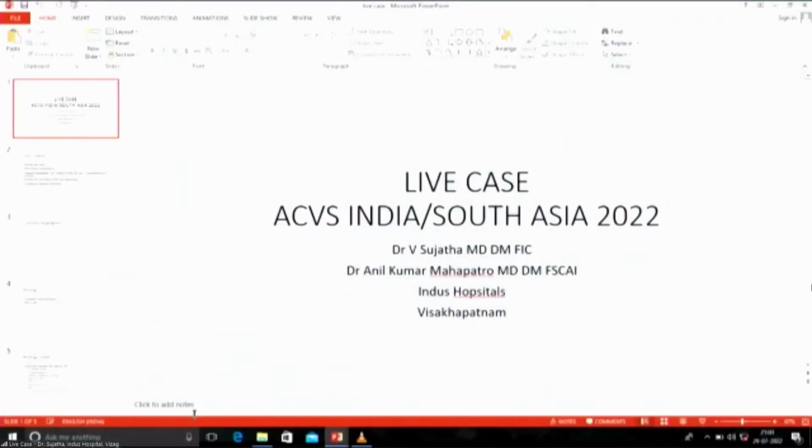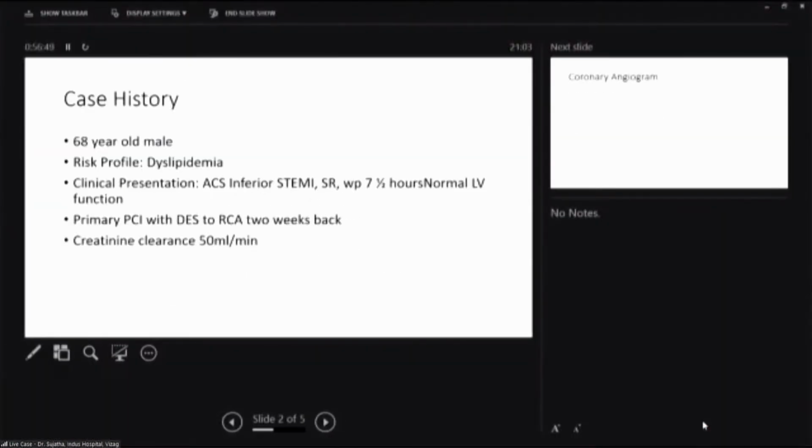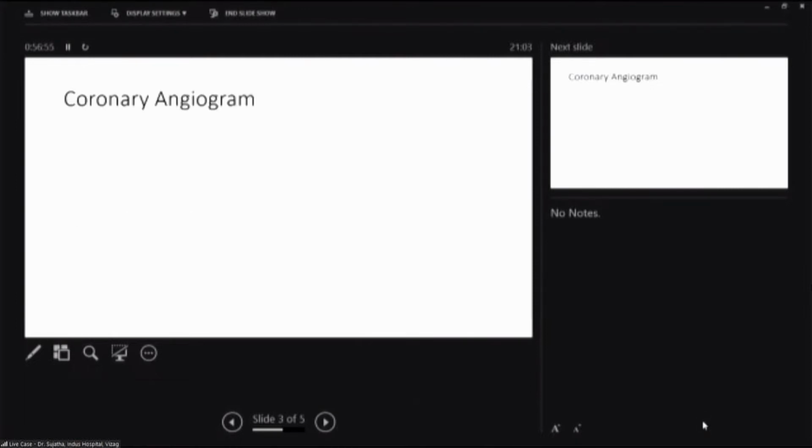Inferior STEMI, we did the primary PCI. Risk profile: dyslipidemia, he presented with inferior STEMI. We did a primary PCI to the RCA. His creatinine clearance is 50 ml per minute. Can you show the angiogram?